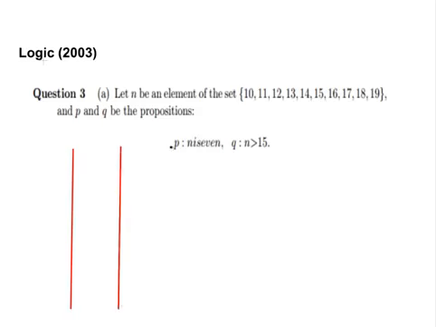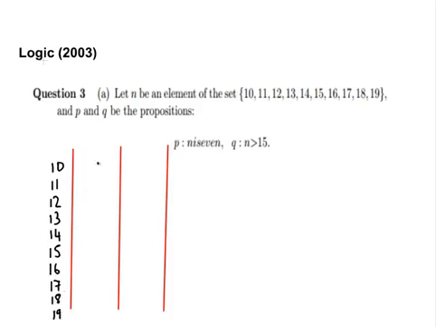So start off by drawing our truth table, and we'll do it for 10, 11, 12, 13, 14, 15, 16, 17, 18, and 19. Okay, so that's n there. Now, p and q. So p is n is even, so let's write in the values for that.